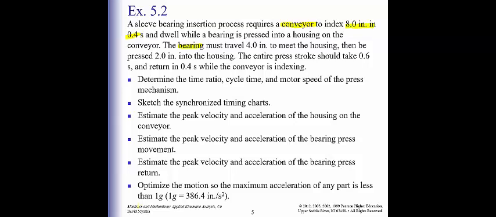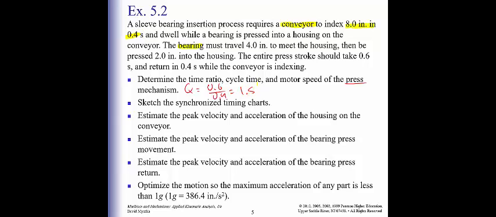So if we go right to all these things that are being asked, this is a very good problem to review. We have a time ratio, which is just going to be the advance stroke divided by the return stroke. Now that would be the press mechanism, as it says right here, the press. So that would be 0.6, which is the advancing, and then we have the 0.4, which is the return, and we get 1.5.